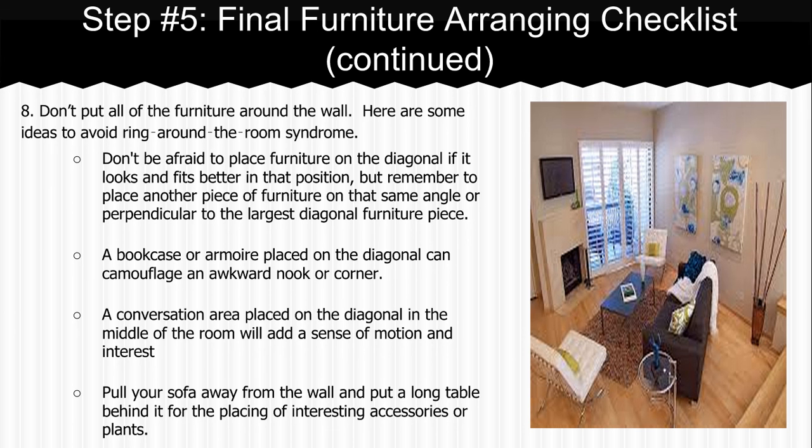And last but not least, don't put all the furniture on the wall. That's one of the things that a lot of people do, is they just automatically go into the living room and they put the furniture against the walls. And it's the easiest type of design, but avoid the ring around the room syndrome, which means don't put all the furniture around the perimeter of the room. Don't be afraid to place furniture on a diagonal. It might make a more pleasing arrangement for your space.